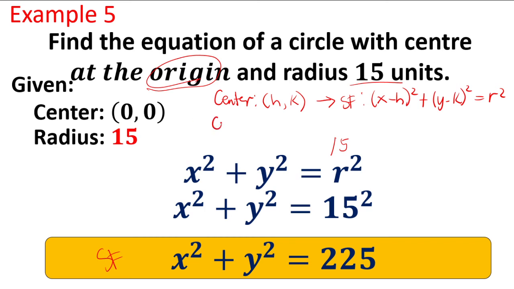Ngayon, kapag ang center mo naman nasa 0 and 0 siya, ang standard form na gagamitin mo ay x squared plus y squared is equal to r squared. So, tatandaan mo lang yan.